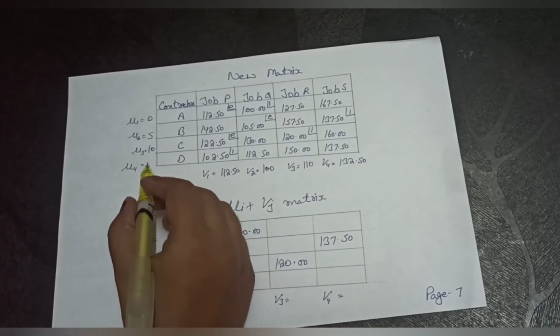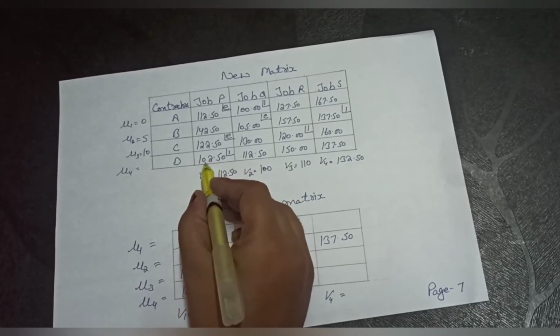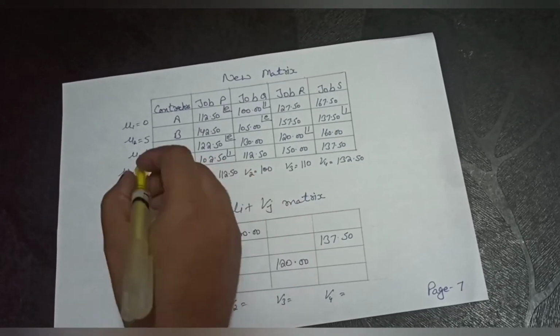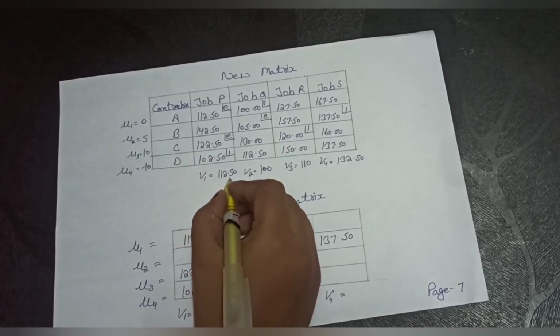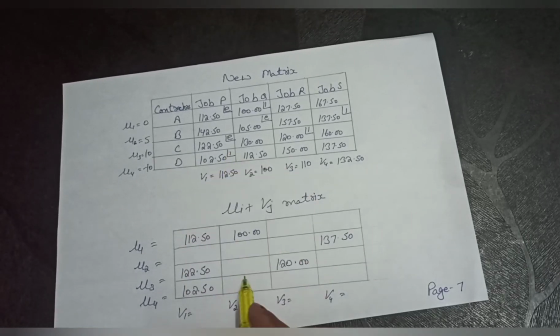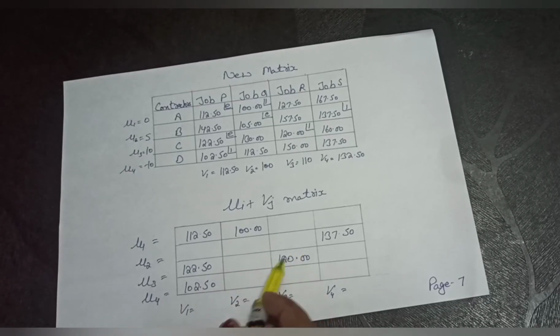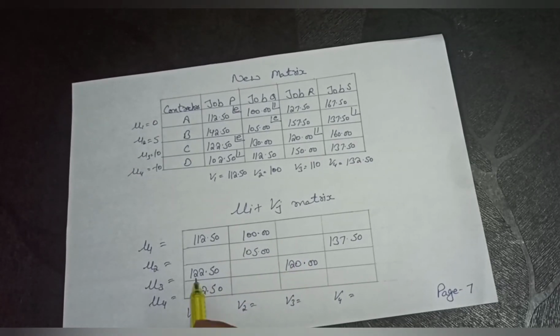Now we have to calculate the value of u4. u4 plus v1 is equal to 102.50. So we can write here minus 10, because minus 10 plus 112.50 is equal to 102.50. So students, now we have the ui plus vj matrix and these are our allocated cells. We have to calculate the value for the unallocated cells.